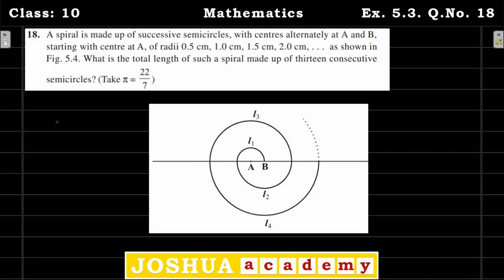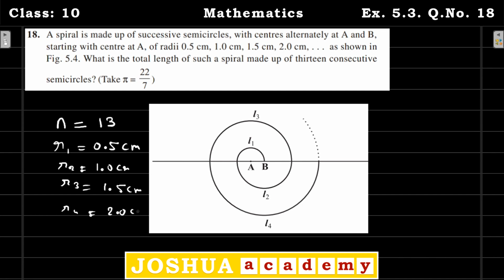So they give some values here. The first one is they talk about 13 semicircles, so n equal to 13. And they talk about the radii of the various semicircles. I call R1 equal to 0.5 centimeter, R2 equal to 1.0 centimeter, R3 equal to 1.5 centimeter, and so on. Maybe R4 is 2.0 centimeter.